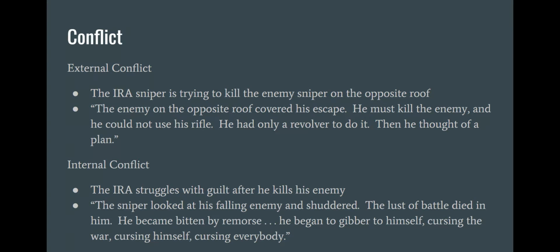So it says in the text, the sniper looked at his falling enemy and shuddered. The lust of battle died in him. He became bitten by remorse. He began to gibber to himself, cursing the war, cursing himself, cursing everybody. So this is not initially how the sniper, the main character, seemed to feel at the beginning of the story, but he's definitely struggling with guilt after he kills his enemy.